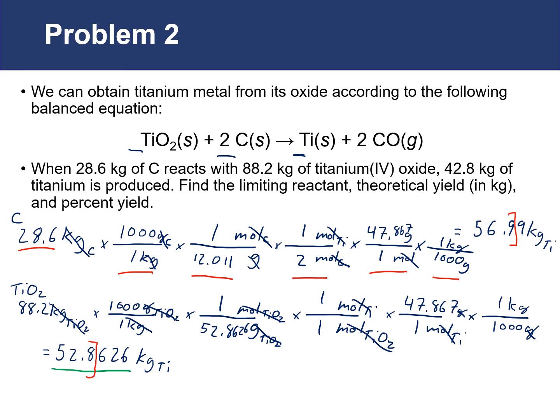Because this value is less, that means that our titanium 4 oxide is our limiting reagent. That also means that this amount here would be our theoretical yield, which would be equal, in terms of correct sig figs, to 52.9 kilograms of titanium.